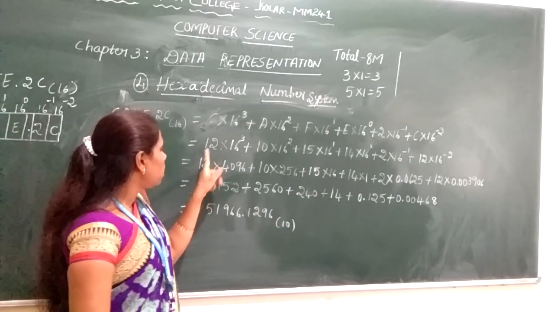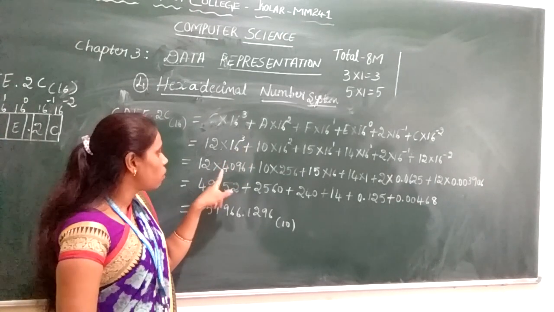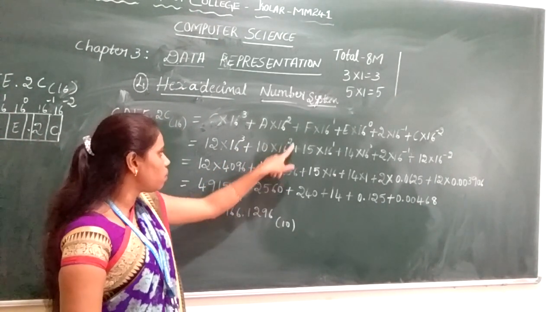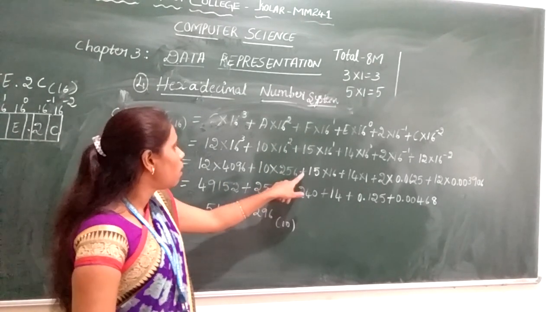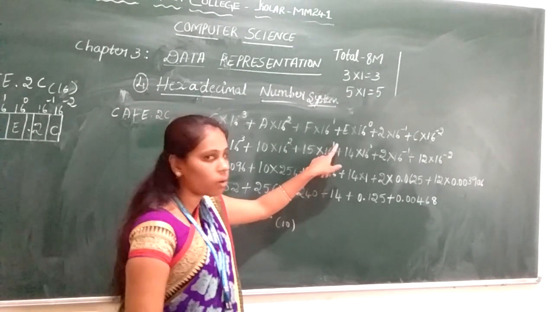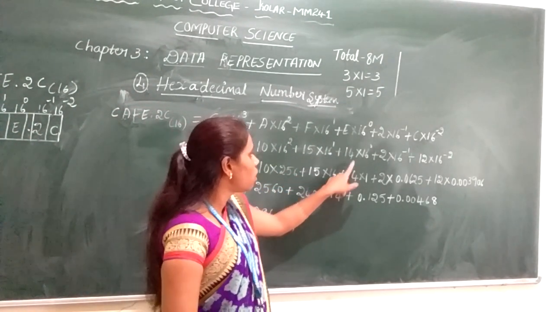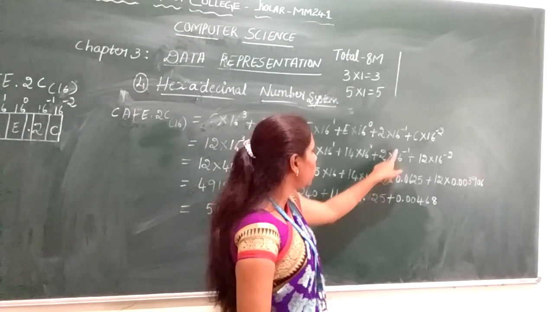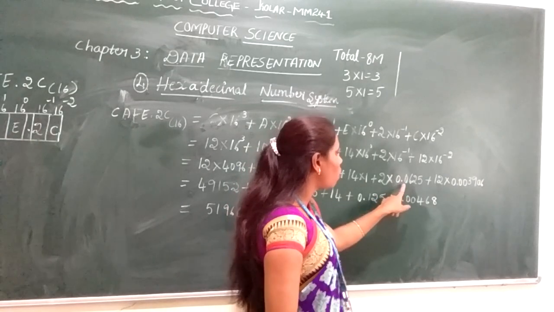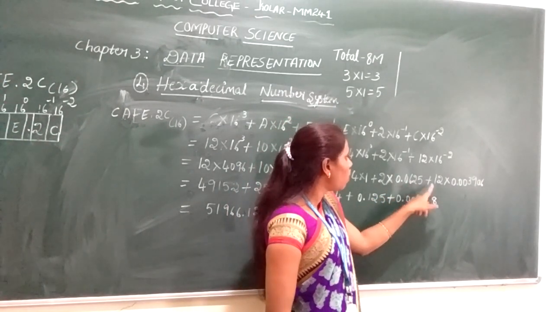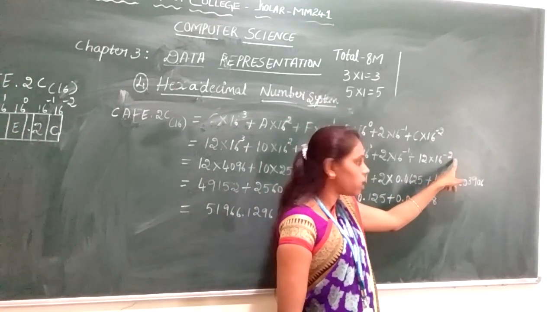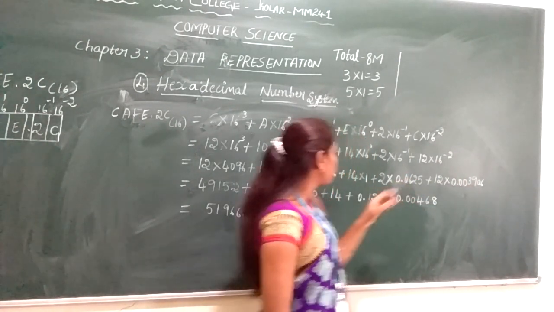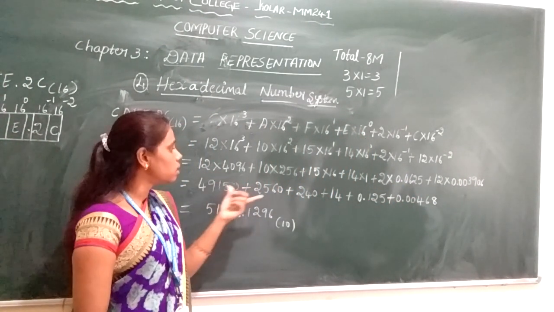Now 12 into 16 cube is 4096, plus 10 into 16 power 2 is 256, plus 15 into 16 power 1 is 16, plus 14 into 16 power 0 is 1, plus 2 into 16 power minus 1 is 0.0625, plus 12 into 16 power minus 2 is 0.003906. Now multiply these terms.